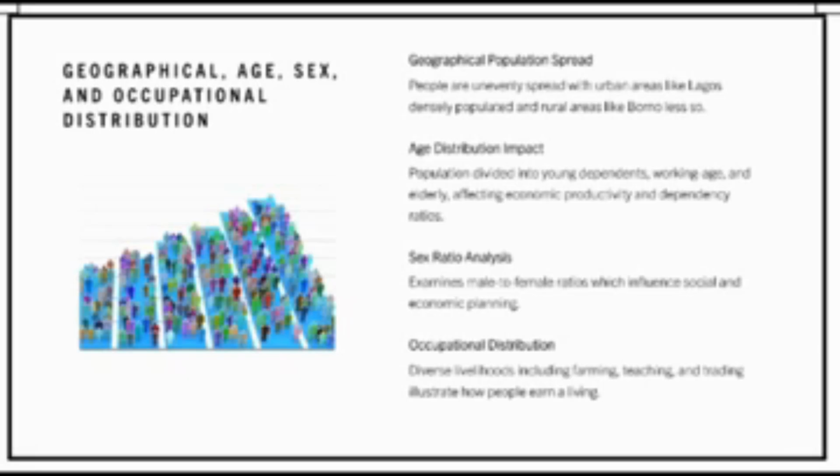The last category of population distribution is by occupation, which is regarded as the occupational distribution of population. This refers to how people earn a living, that is their means of livelihood, whether they are teachers or traders or farmers or even civil servants.